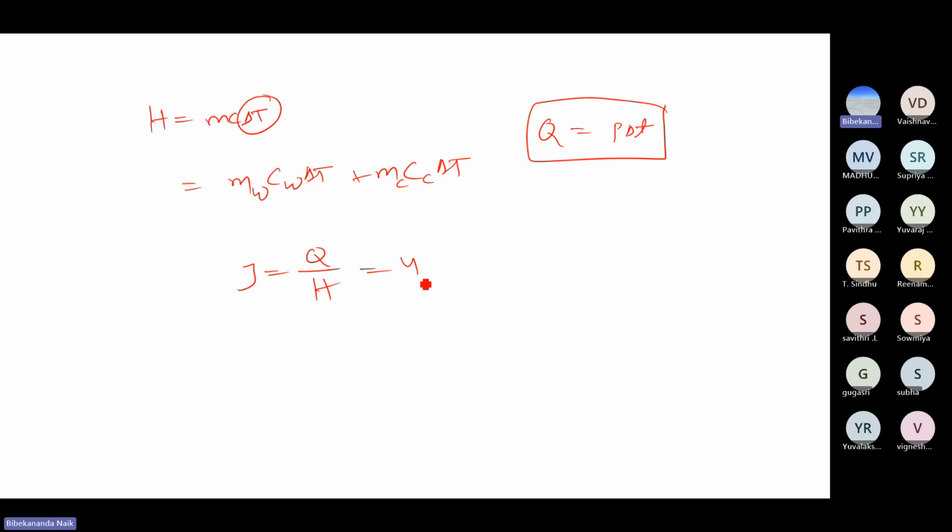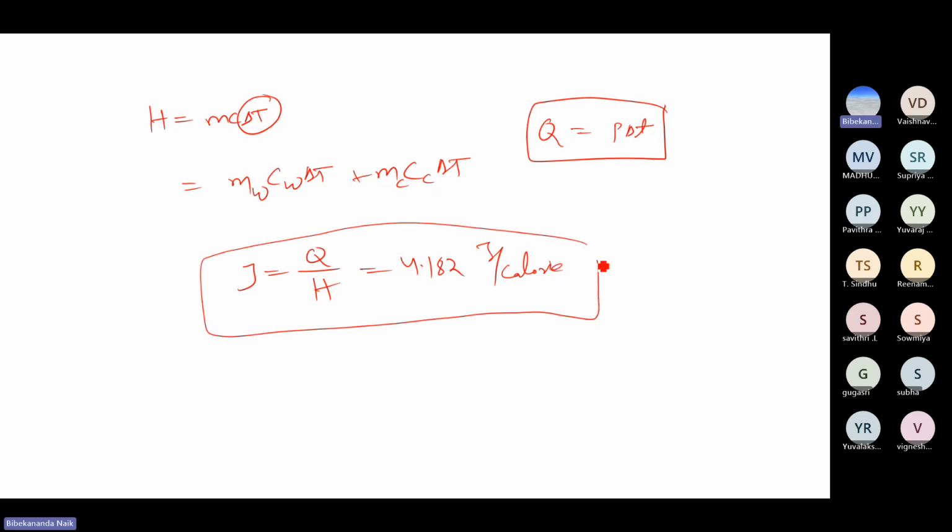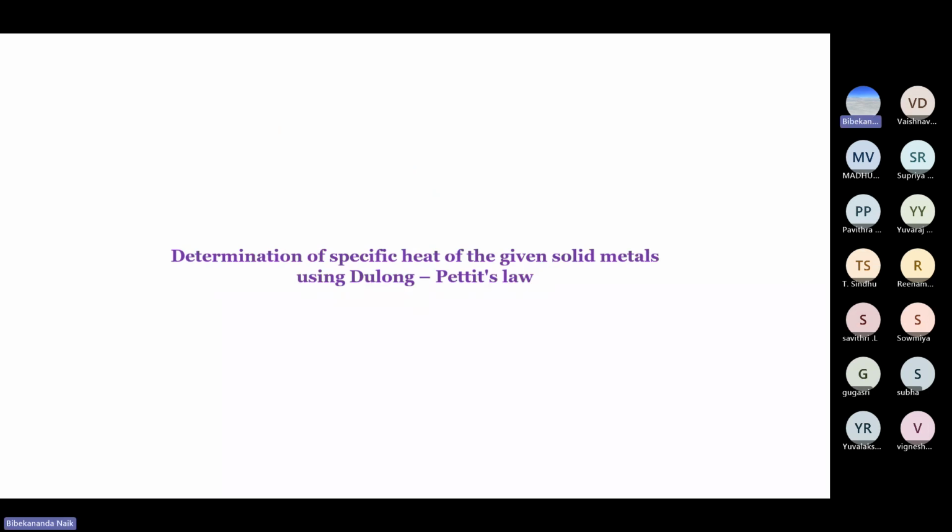So it will come around 4.182 joule per calorie. So this is the experiment which is used to measure the electrical equivalent or joule equivalent of heat. And there is another experiment for determination of specific heat of the given solid metals using Dulong and Petit's law.